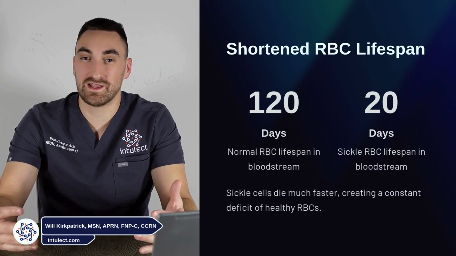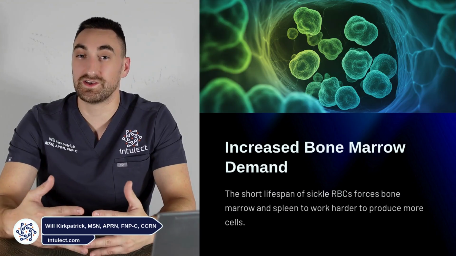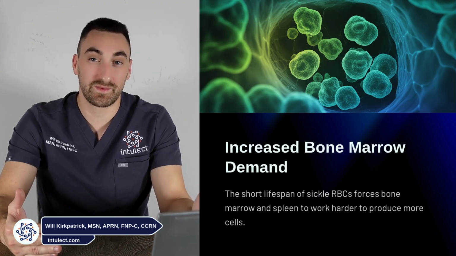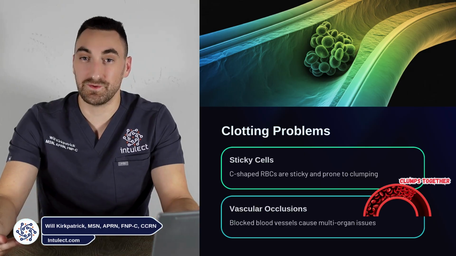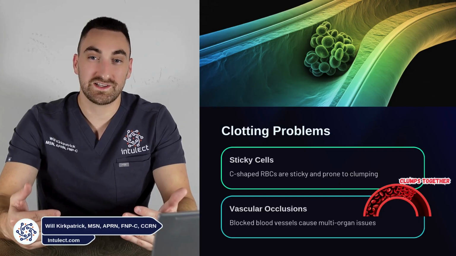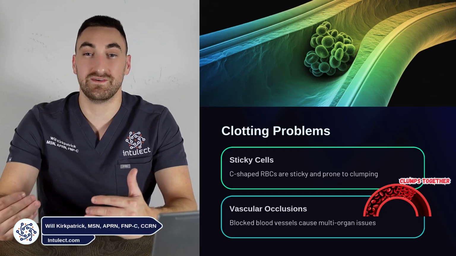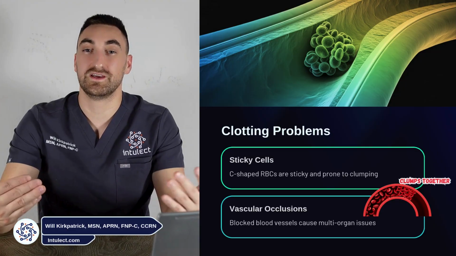A normal red blood cell lasts about 120 days in the bloodstream. This one lasts about 20. What that does is it increases the demand on the bone marrow and the spleen to reproduce more red blood cells. Number two, these C-shaped blood cells are more likely to clot and cause occlusions in the vascular system, which of course causes multi-organ issues if it ends up happening.